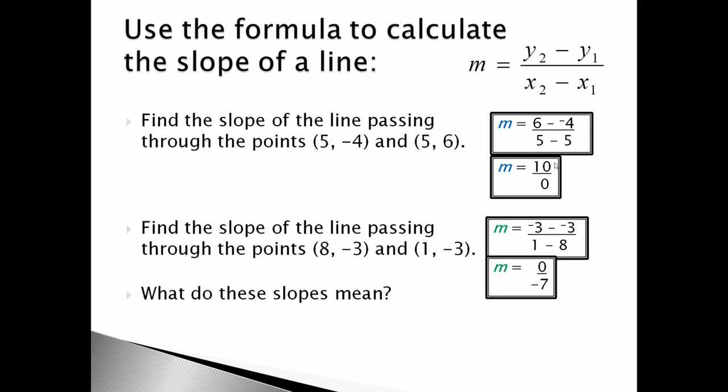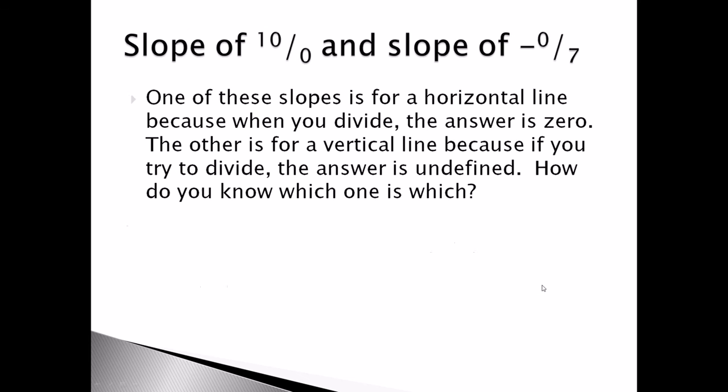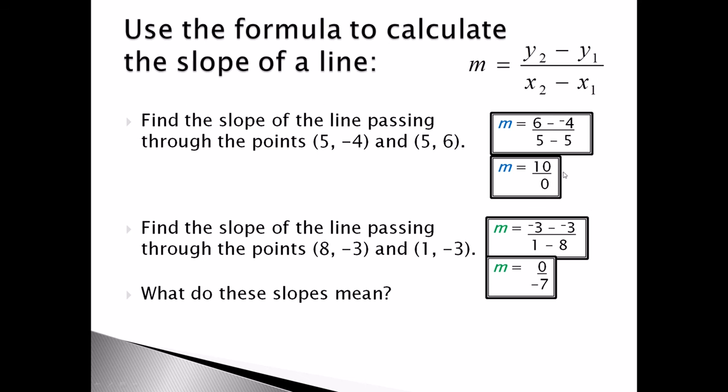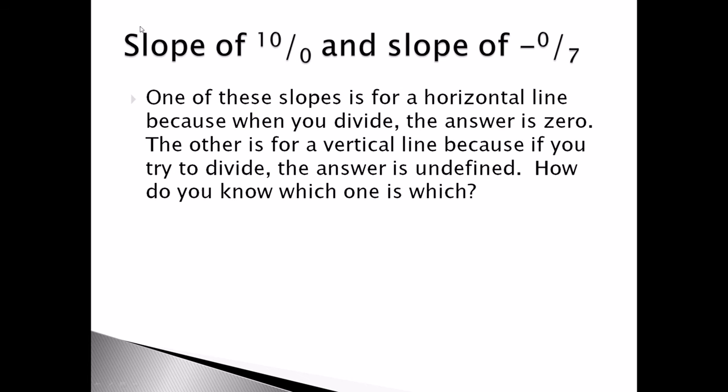Do you guys know what this slope means? I'm going to go up 10 but right 0. I'm going to go up 0 and down or left 7? What kind of line? What is going on here? We're going to talk about these special slopes, okay? So if you get crazy answers with the 0 in them, yeah, these are crazy answers. I'm going to tell you what they mean, or at least we're going to figure it out.